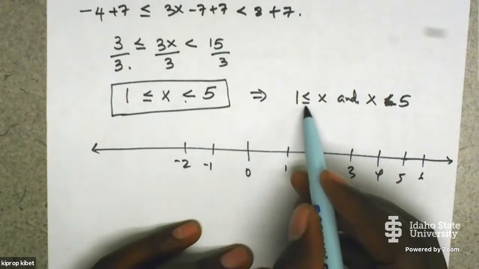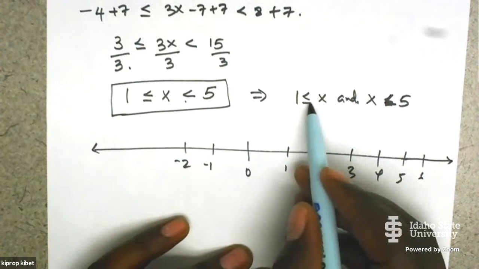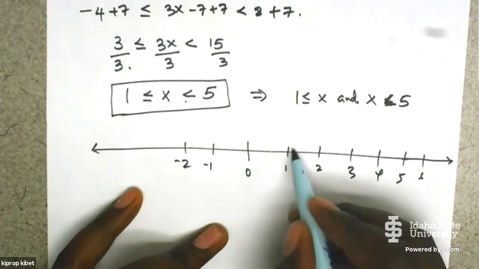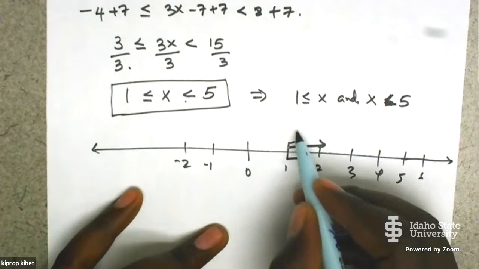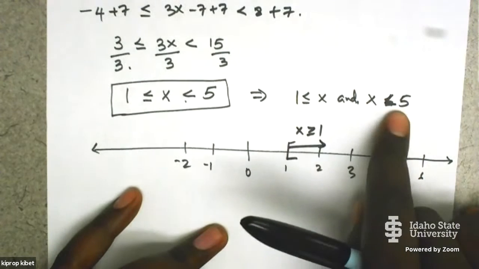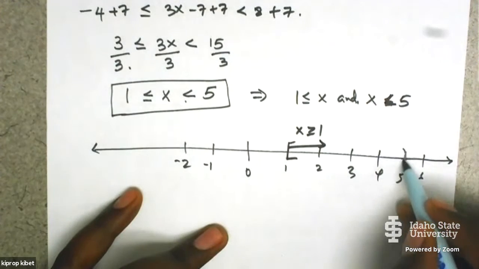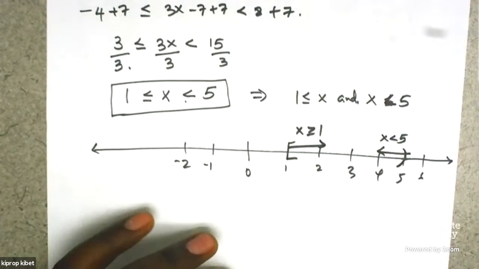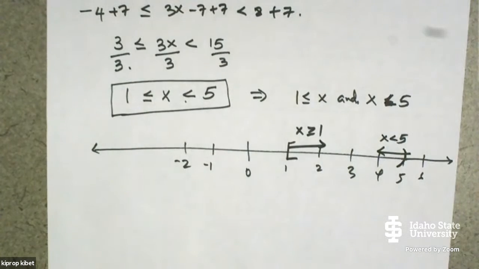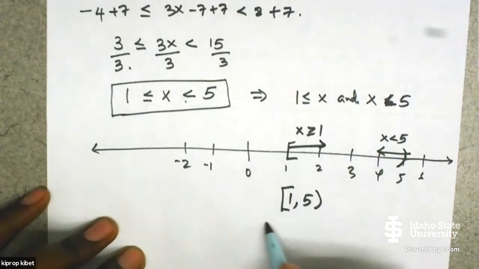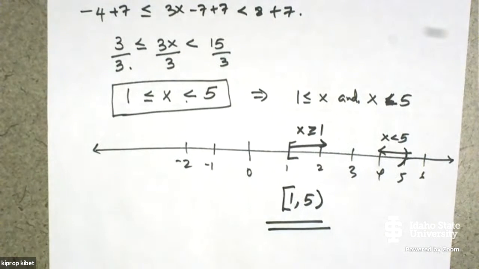So we can start from this. X greater than or equal to 1, right? So it is going which direction? So this direction, x greater than or equal to 1. X less than 5. So this is x less than 5. So what is our interval notation? So interval notation will be 1 and then 5. So that is our interval notation.